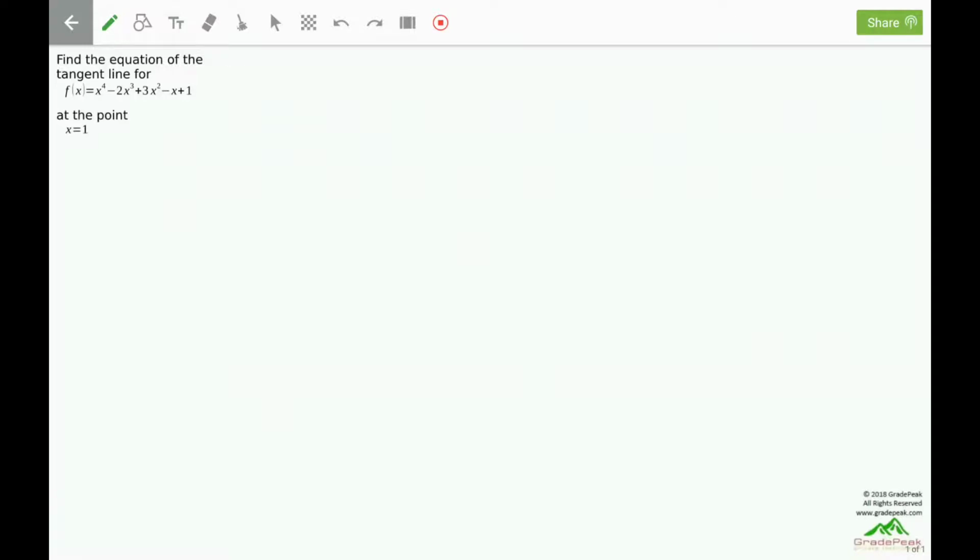Find the equation of the tangent line for f of x equals x to the fourth minus 2x cubed plus 3x squared minus x plus 1 at the point x equals 1. To find the equation of the tangent line, we need the x and y coordinates of a point. Well, right now we have only the x coordinate, so the first thing we need to do is find the corresponding y coordinate.